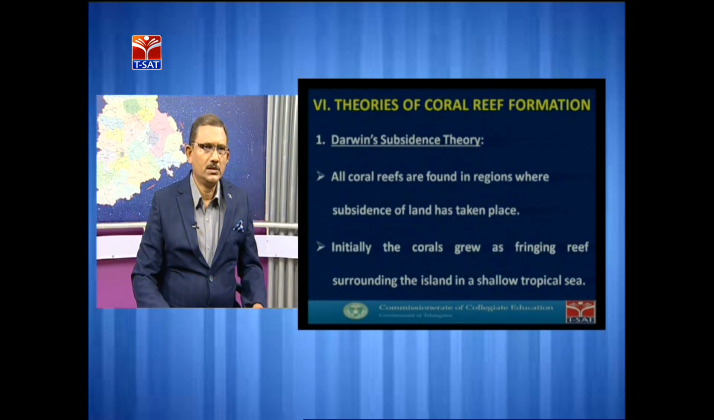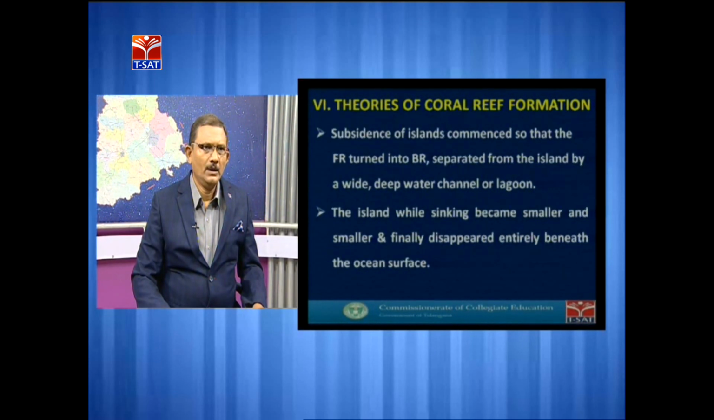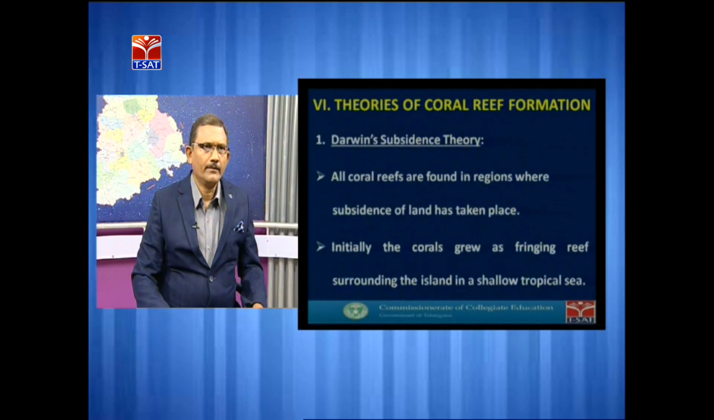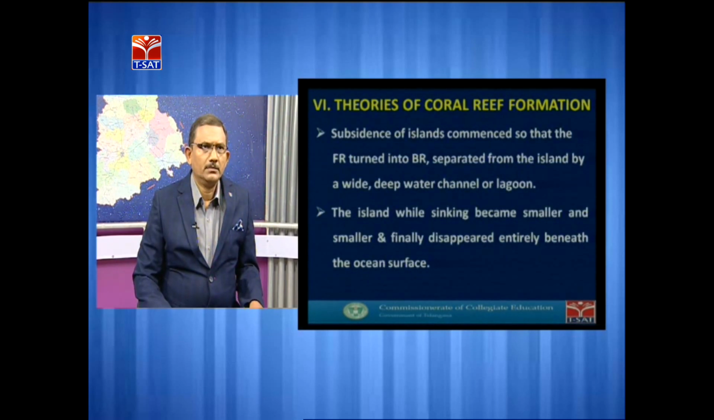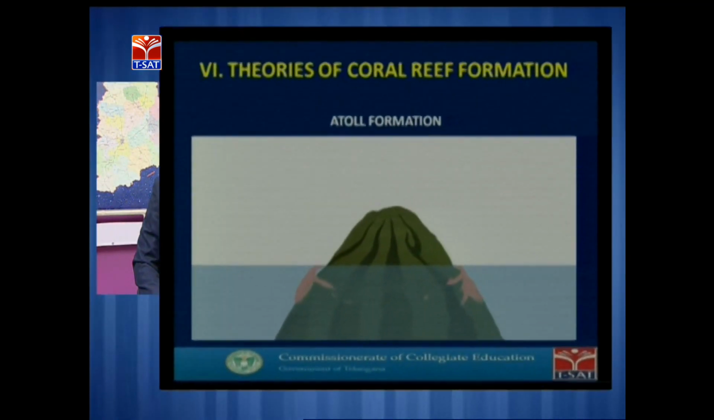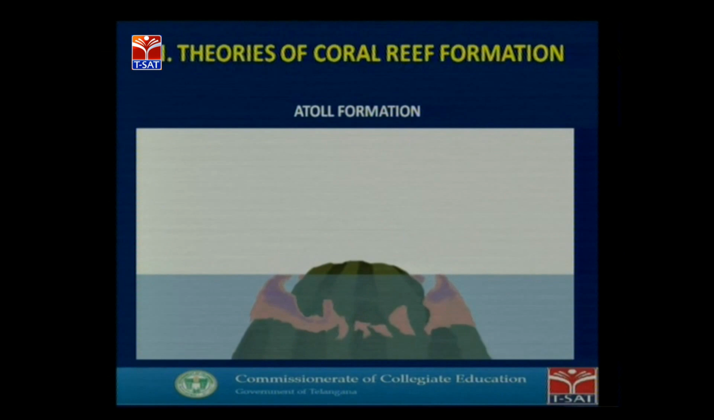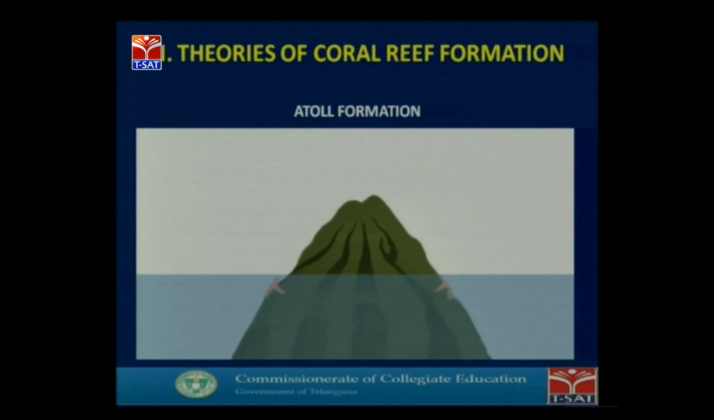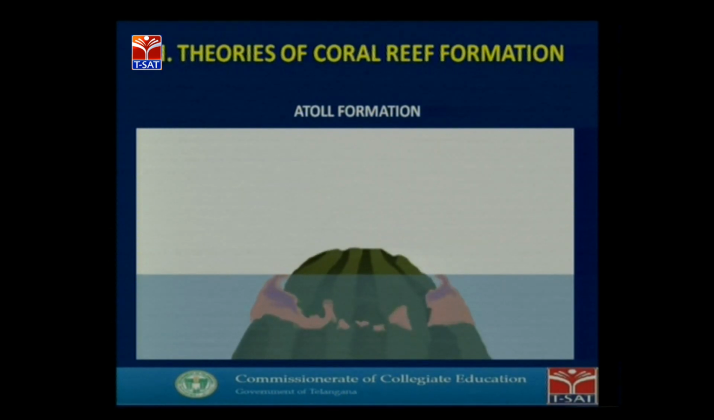So initially the corals grew as fringing reefs surrounding the islands in shallow tropical sea. Then the subsidence or sinking of islands commenced, so that the fringing reef turned into a barrier reef, separated from the island by a wide deep water channel or lagoon. The island, while sinking, became smaller and smaller and finally disappeared entirely beneath the ocean surface. And this is the animation of atoll formation, where you can see the island subsiding or sinking and resulting in the formation of a very deep and wide lagoon.